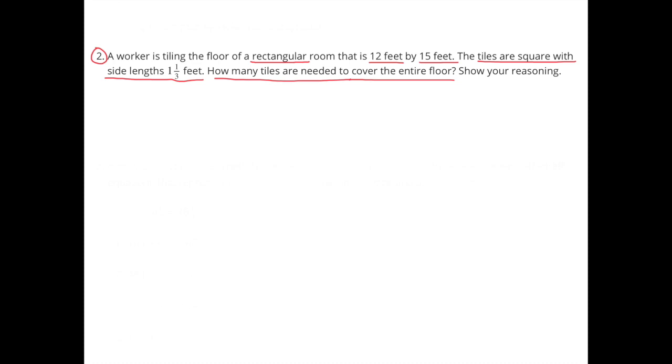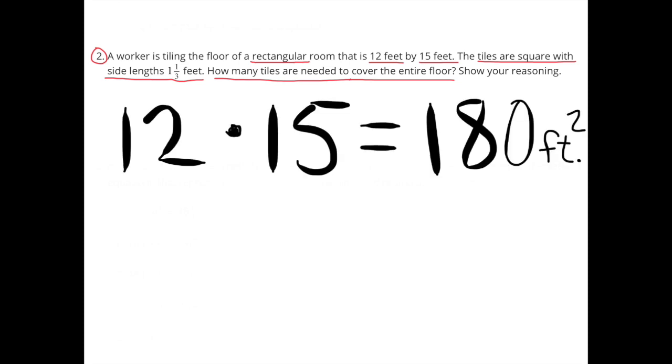Number 2. A worker is tiling the floor of a rectangular room that is 12 feet by 15 feet. The tiles are square with side lengths of 1 1/3 feet. How many tiles are needed to cover the entire floor? Show your reasoning. 12 feet times 15 feet equals 180 feet squared.